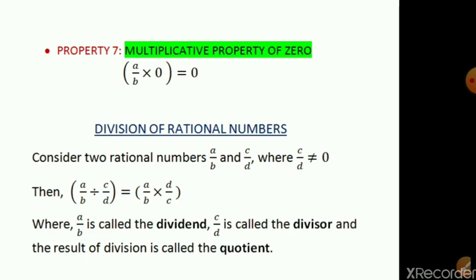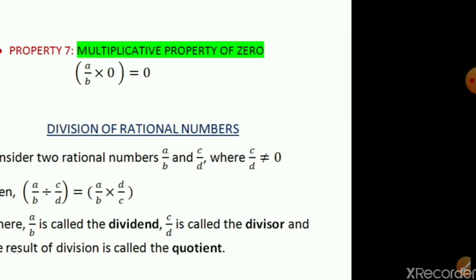Now in division, as we all know, we have to change the sign. So the division sign has to be converted to a multiplication sign, and as soon as the sign is changed, the second term will become its multiplicative inverse. That is, c upon d will become d upon c. Here a upon b is the dividend, c upon d is the divisor, and the result which we get is known as the quotient.